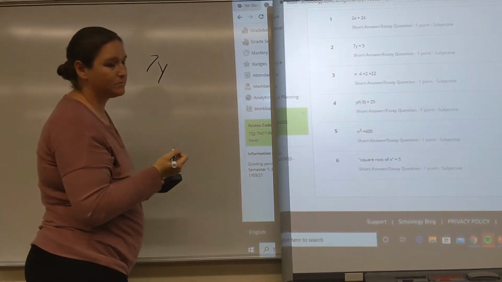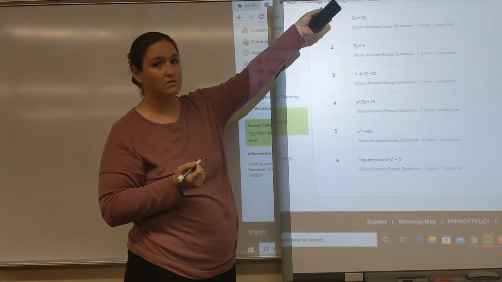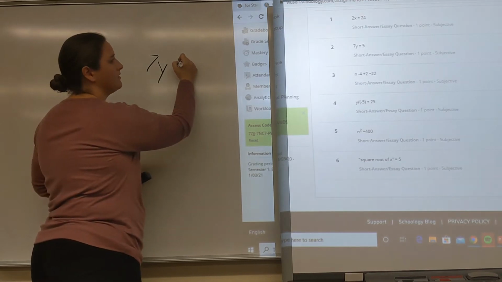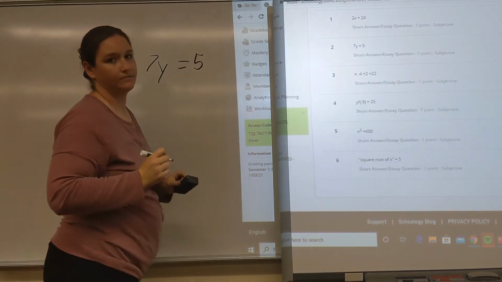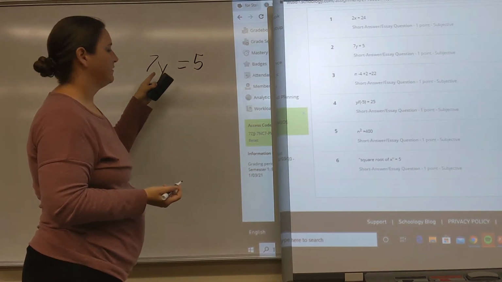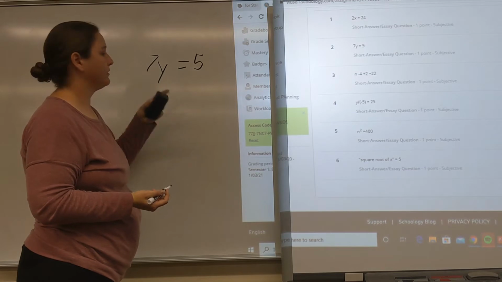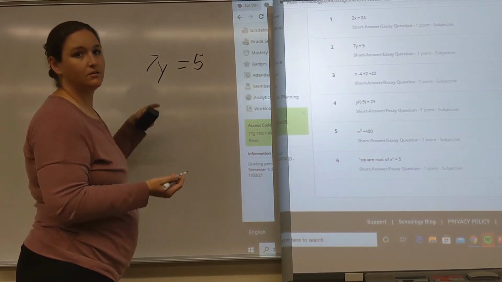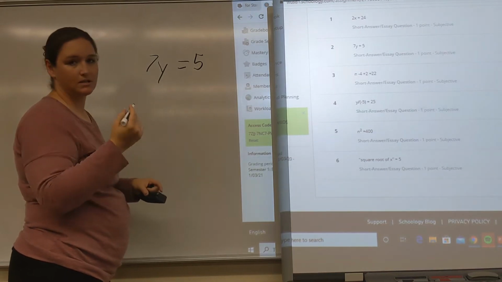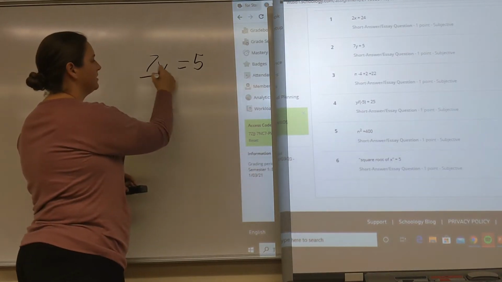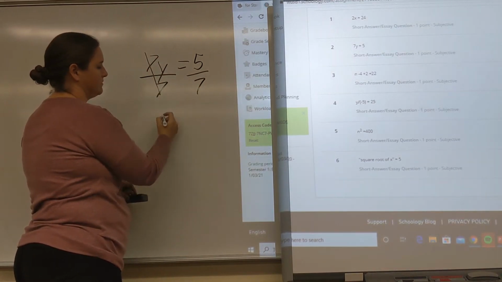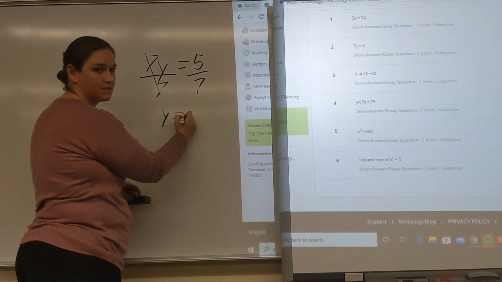Okay. Number 2, we've got 7y. Now remember, it doesn't have to be x. Usually we use x, but it can be any letter. So in this case, we have 7y equals 5. Same thing as the last one. What is our inverse? How do we get the y by itself? It's multiplying, so we use our inverse of the multiplication, which is division. Divide both sides by 7. That's going to equal a 1 and leave us with just our y.